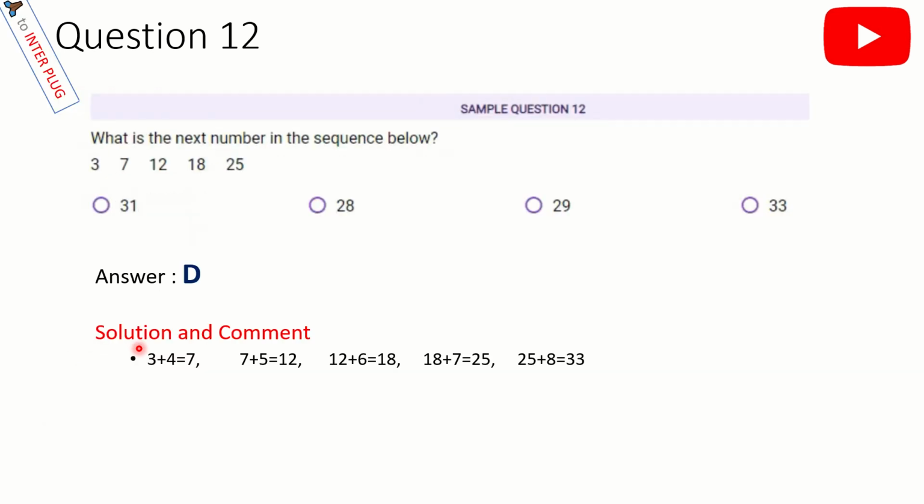We move on to question 12. What is the next number in the sequence below? We have 3, 7, 12, 18, 25. We simply notice that we take the first number, we add 4, we get 7. We take this number, we add 5, we get this. We add 6, we get that. We add 7, we get that. Of course, we are going to add 8 to it to get 33. So the answer is D.